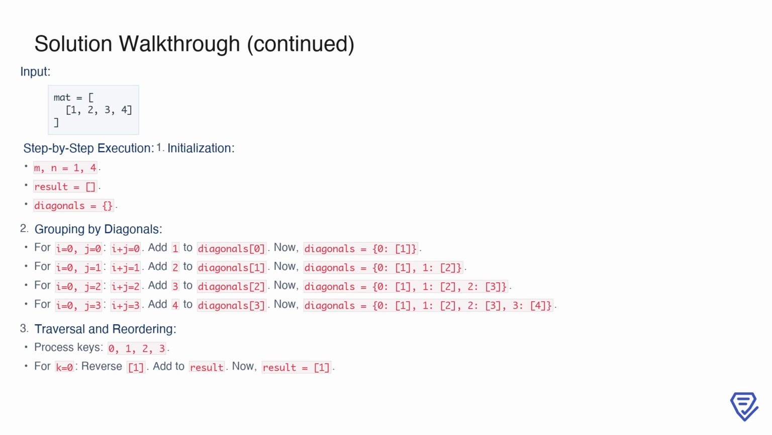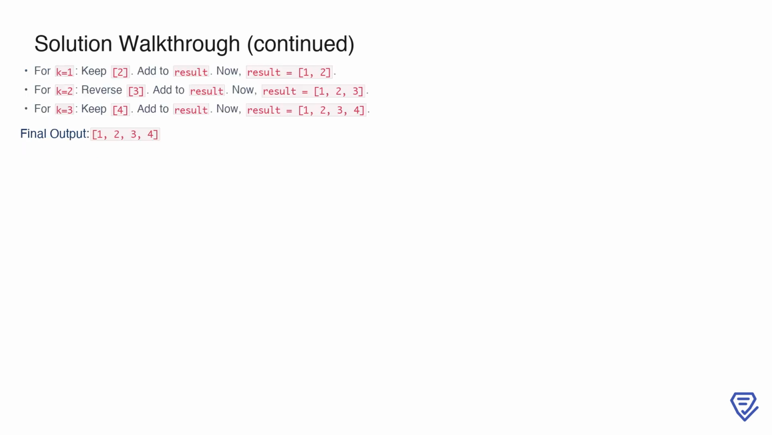Next, we process the diagonals in the order of their keys. For k equals 0, the diagonal 1 is reversed and added to the result, resulting in 1. For key k equals 1, the diagonal 2 is added directly to the result, making it 1, 2.